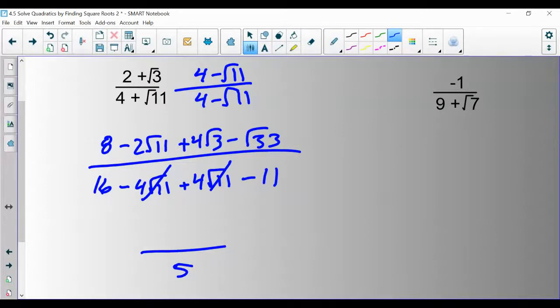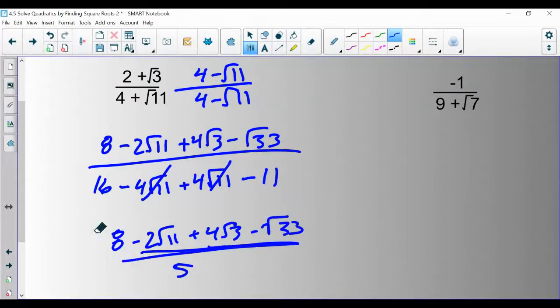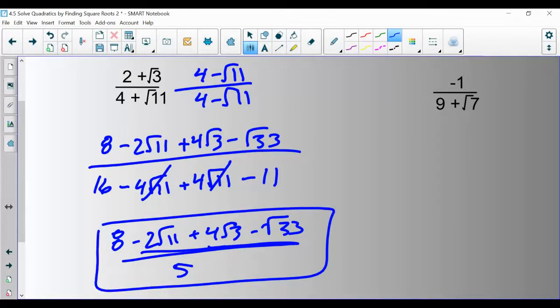As for my numerator, I have one thing that doesn't have a root, one thing that's got a root 11, and root 11 can't be simplified. It doesn't have any perfect square factors. Same thing with root 3, and same thing with root 33. So my numerator, despite how awful it looks, is simplified: 8 minus 2 root 11 plus 4 root 3 minus root 33, all over 5. I do know for a fact you have a question like that on the test.